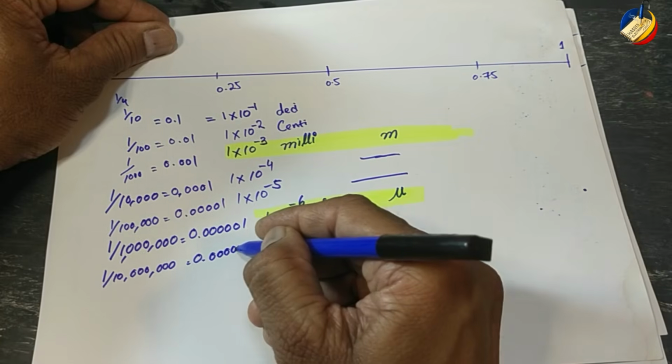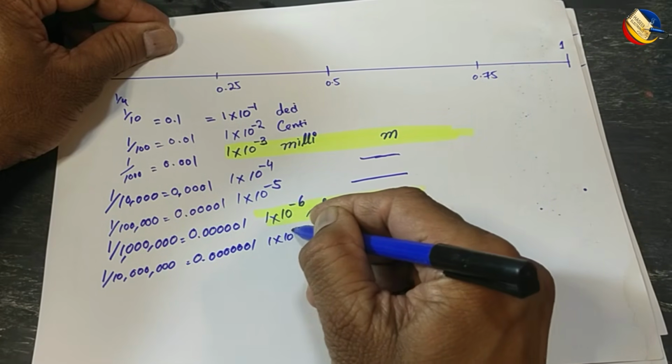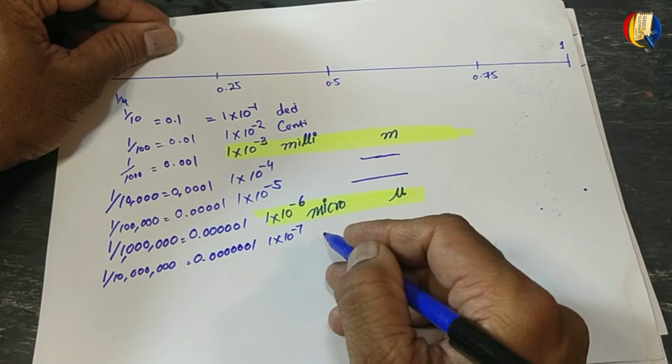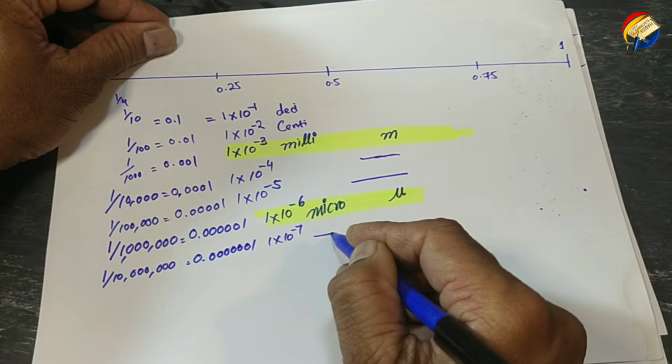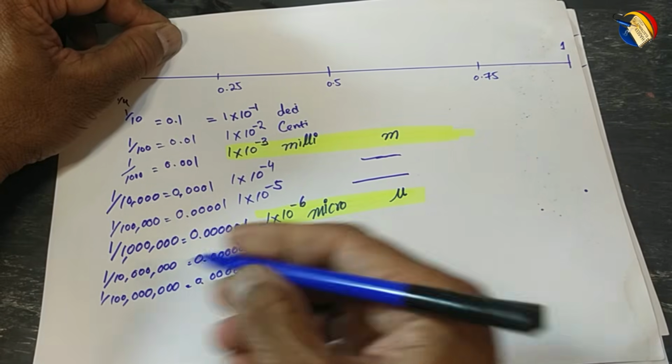1, 2, 3, 4, 5, 6 and then 1. It is 1 into 10 raised to the power minus 7. There is no standard SI prefix. Then 10 raised to the power minus 8.